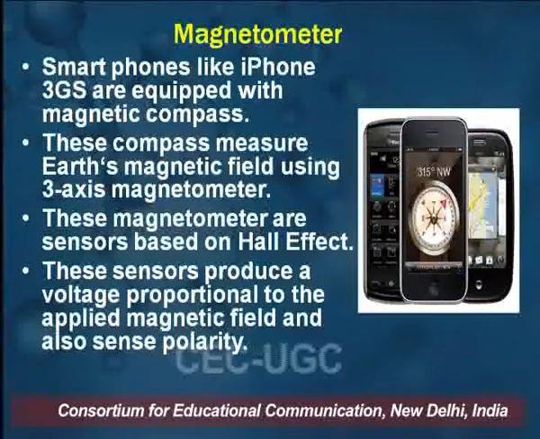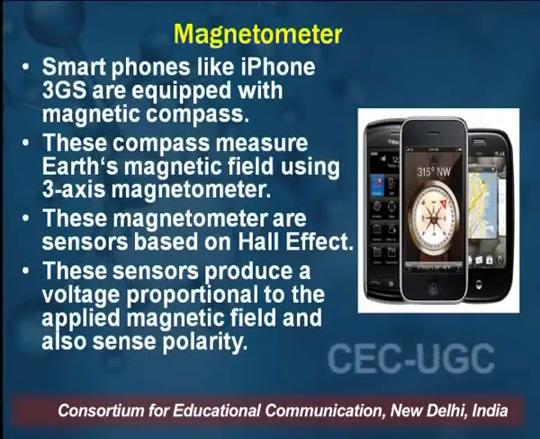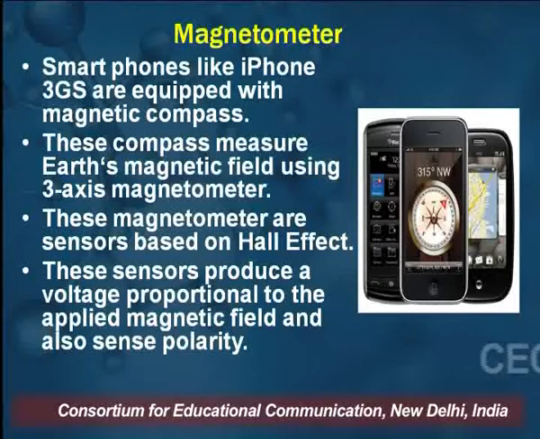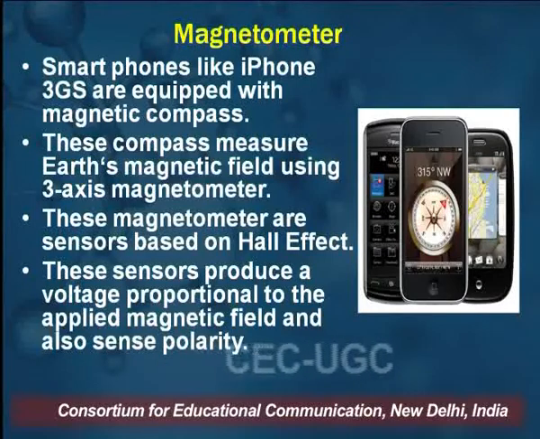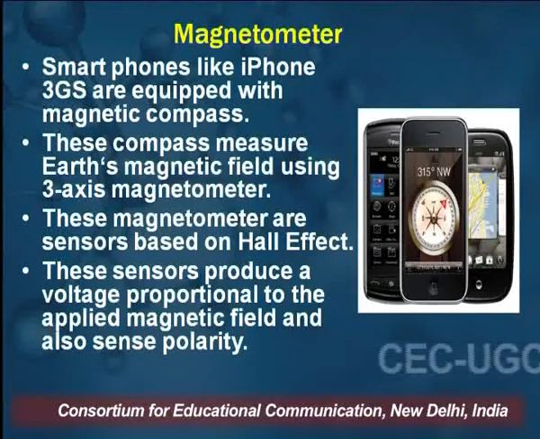Next is the magnetometer. On the screen we are seeing this type of magnetometer that we can use. Smartphones like the iPhone 3GS are equipped with a magnetic compass, and this compass measures the Earth's magnetic field using a 3-axis magnetometer.